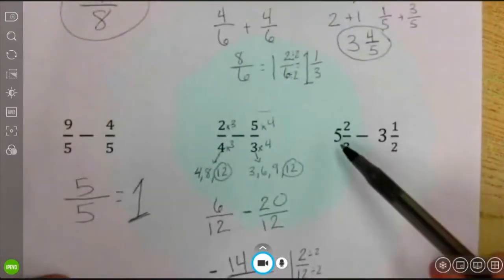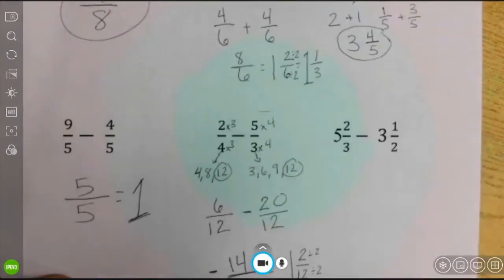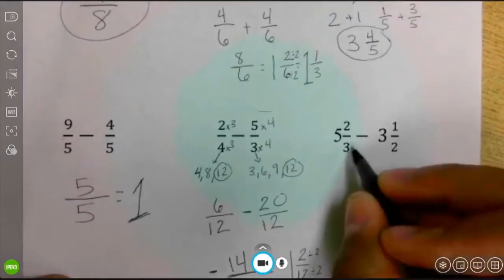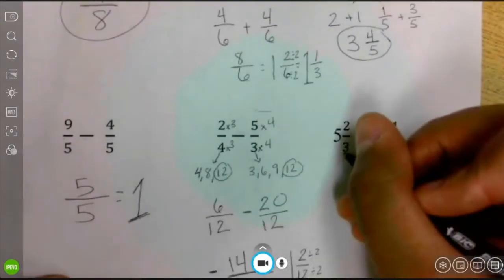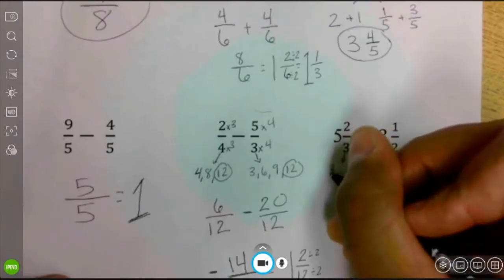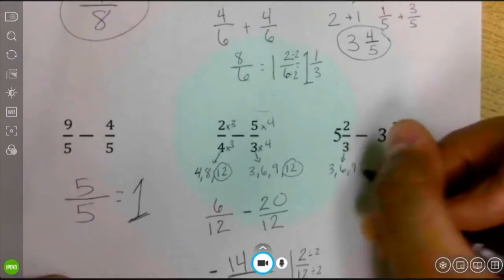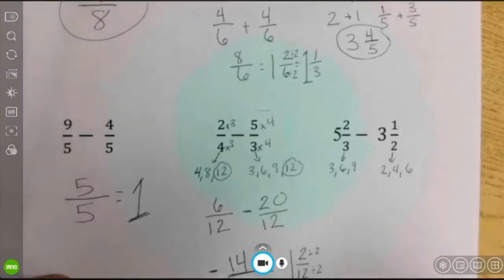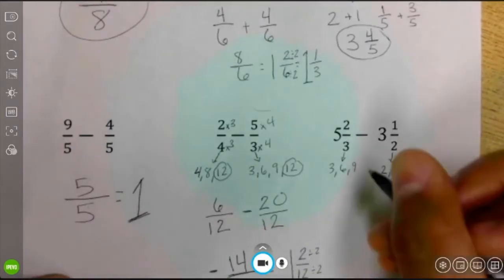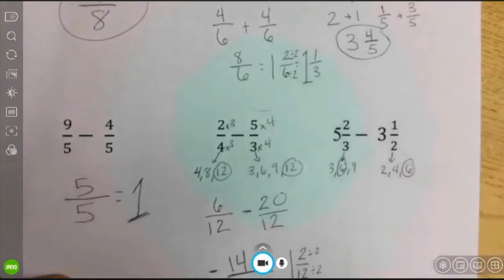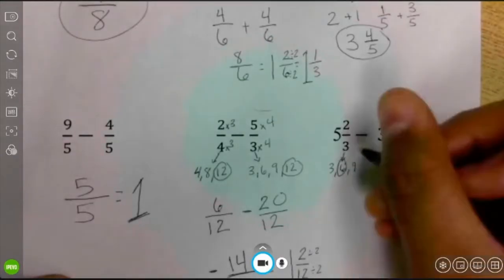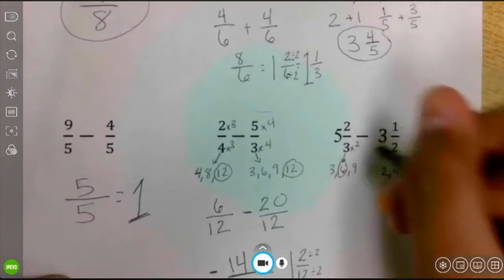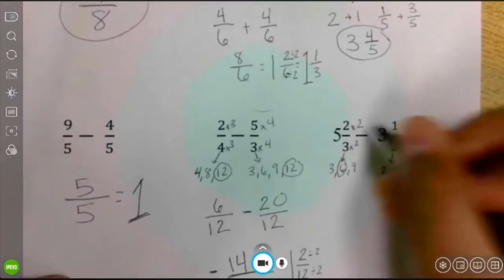Now let's look at our last problem here. So in this case, we don't have a common denominator. We don't have to worry about anything. All we have to do is change our denominators so that they're in common. So multiples of 3 are 3, 6, and 9. And we know multiples of 2 are 2, 4, 6. So we know the least common multiple that they both have is 6. So to change 3 to 6, we have to times it by 2. Whatever you do to the bottom, do to the top.